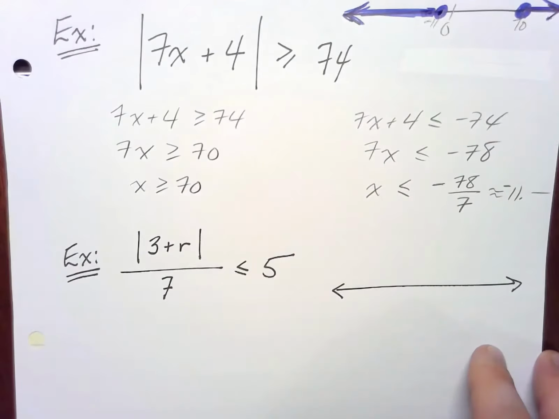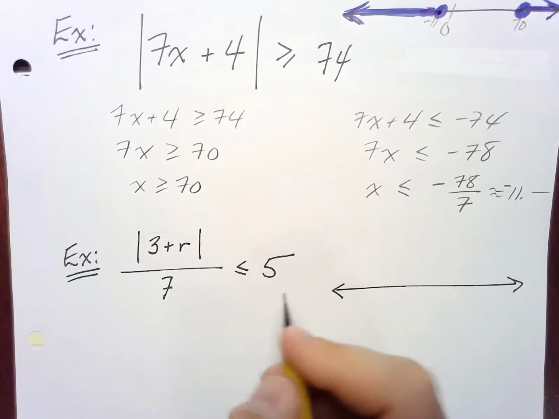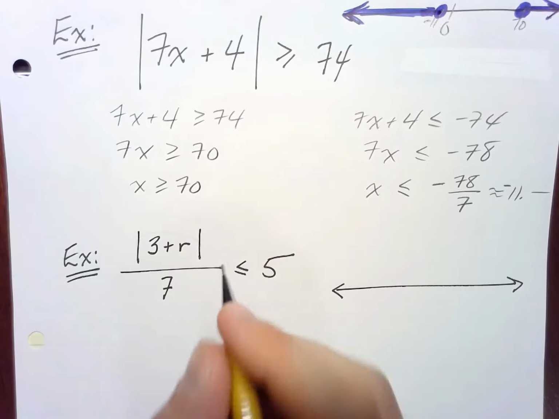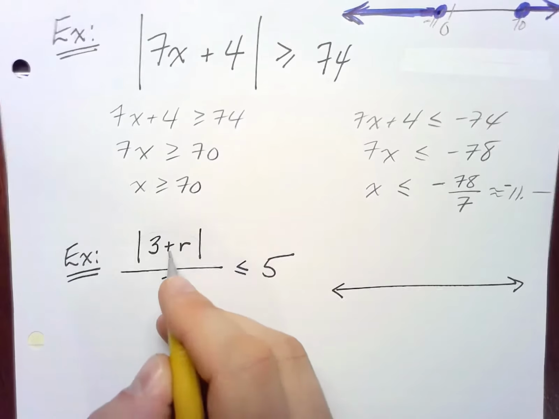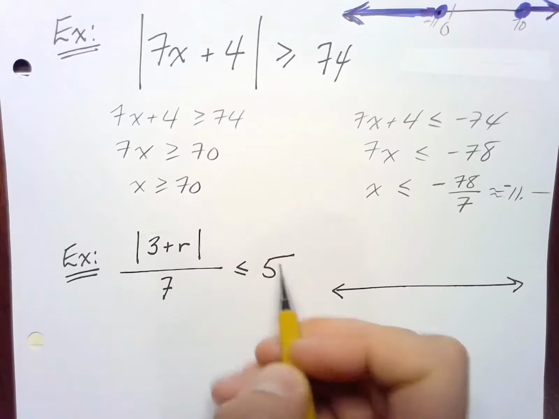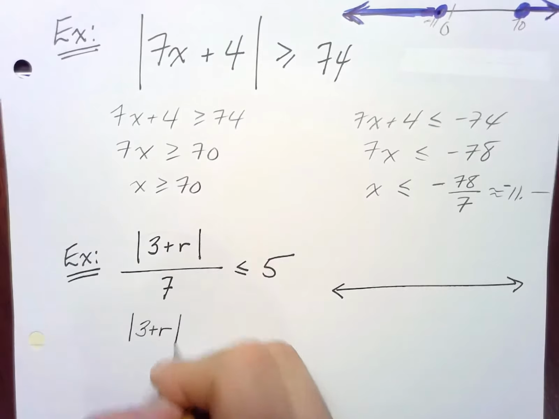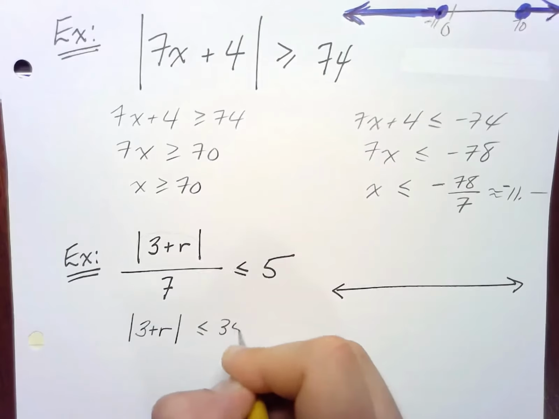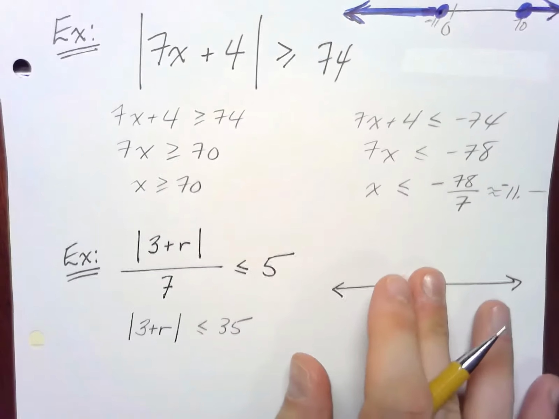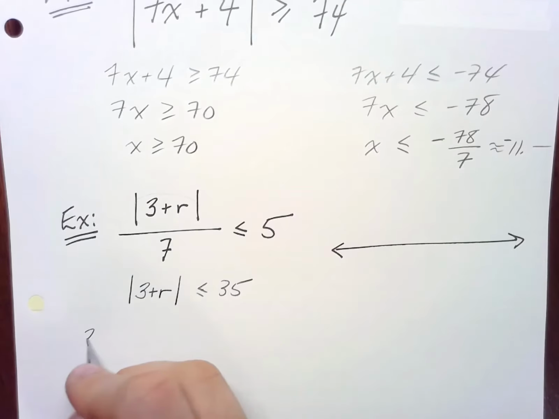Absolute value of 3 plus r divided by 7. Notice that the absolute value is only around the stuff in the numerator here. And then it's divided by 7, and the whole thing is less than or equal to 5. So this is going to be a conjunction, right? But just as before, we have to isolate the absolute value before we can split it into 2 parts. So we multiply across by 7. We get this. And now we're back to where we were before. Okay, so now we can split. It's still a conjunction. Okay.